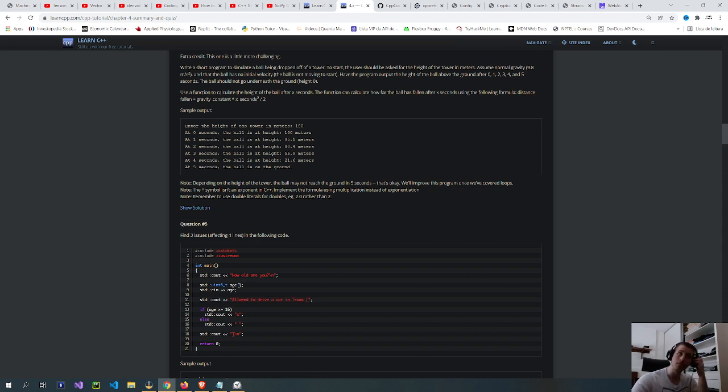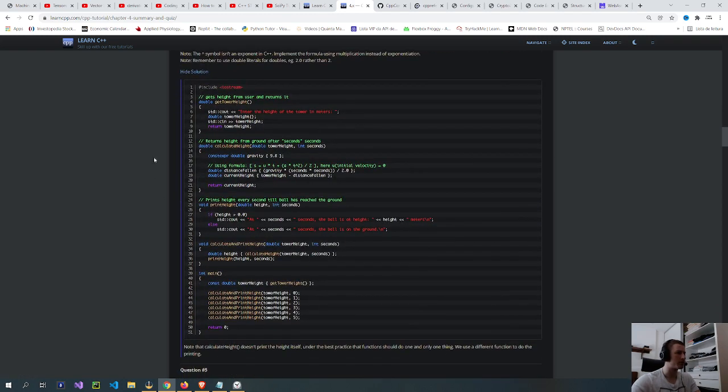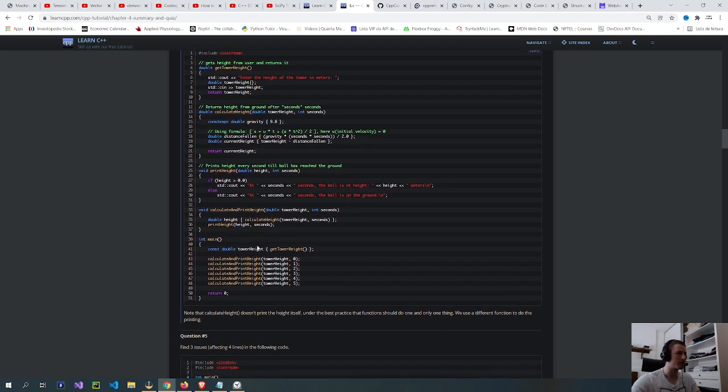And then you just do value of the integer times the scientific notation. That's what I would do, I think. Not sure if they're gonna touch on it. Yeah, they're just assigning to the 9.8. Tower height, seconds. Print height. Yeah, so, didn't talk about this.